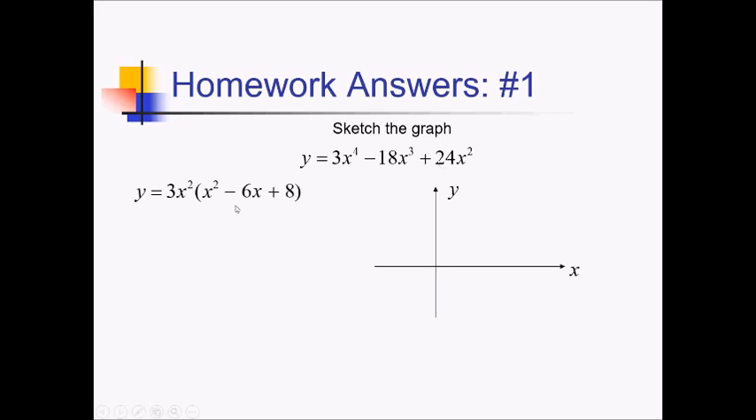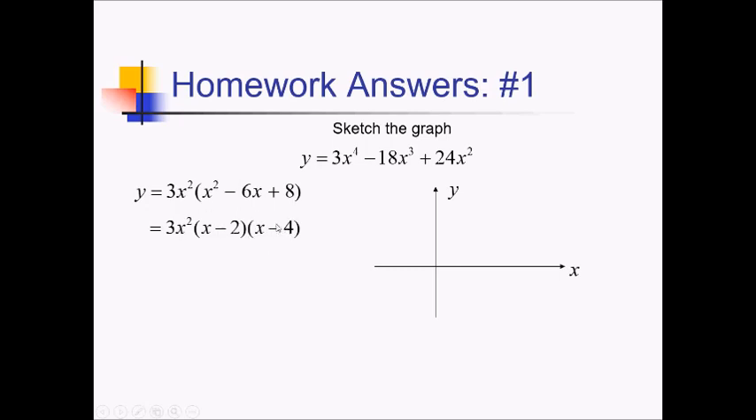I can factor this quadratic in parentheses a little bit more. I need factors of 8 that multiplied, or add up rather, to negative 6. So 1 and 8 won't do it, but 2 and 4 would, negative 2 and negative 4. So let me rewrite my 3x squared so I don't lose that. And then I've got x minus 2 and x minus 4.